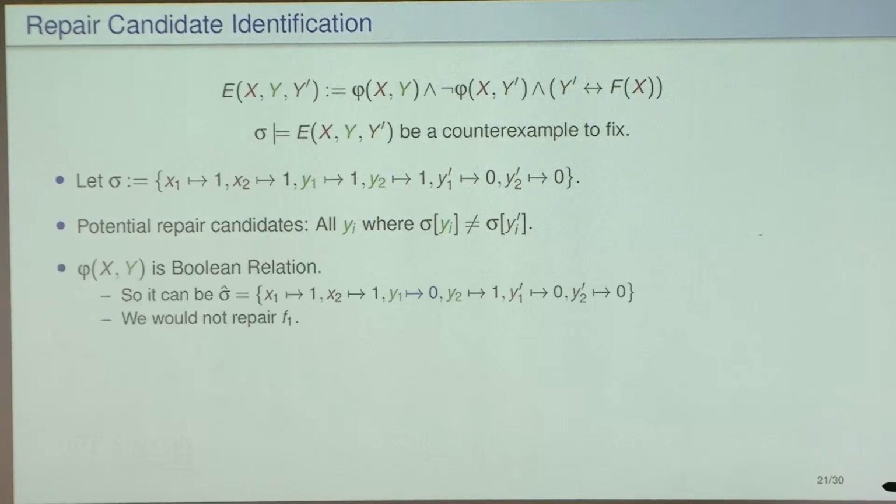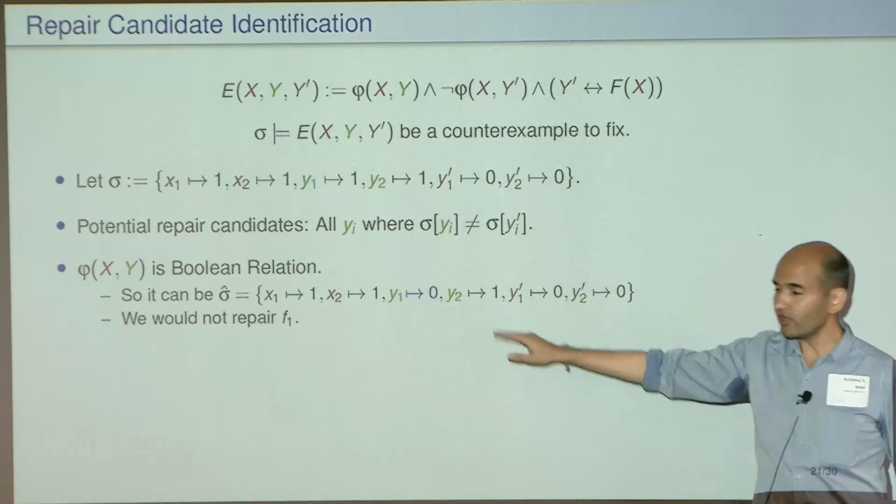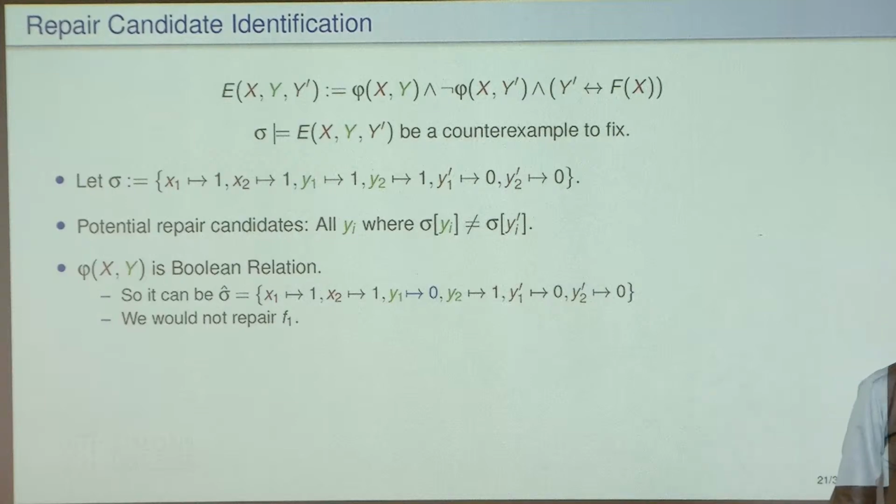But what if I told you that there was another counterexample that says that when you assign x1 and x2 to 1, 1, it's possible to satisfy the formula phi with y1 assigned to 0 and y2 assigned to 1. If I knew that, then I would not go and repair the function for y1. Remember, it's a relation. So for every assignment to x, there can be multiple possible valuations to y.